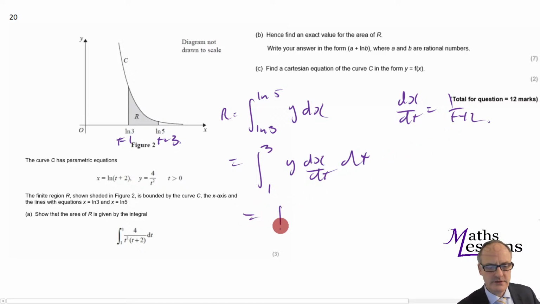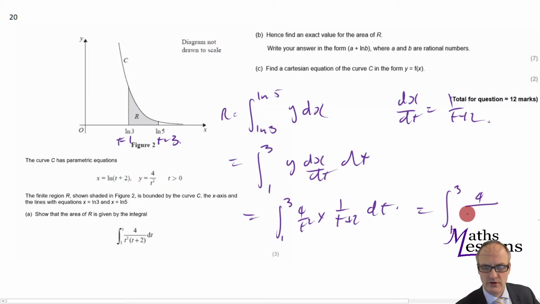So it's equal to the integral from 1 to 3 of the y value, which is 4 over t squared, times dx by dt, which is 1 over t plus 2, dt. And we can see quite simply that that's equal to the integral from 1 to 3 of 4 over t squared, brackets t plus 2, dt. That should have been quite straightforward, bearing in mind we've done a very similar question.